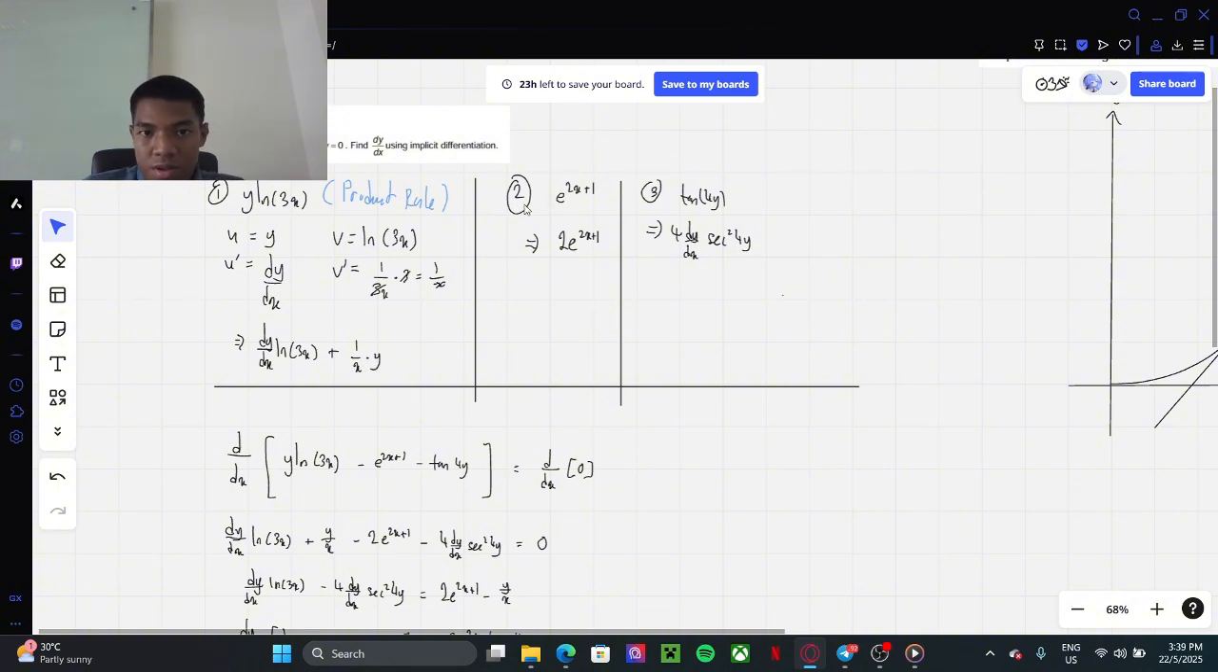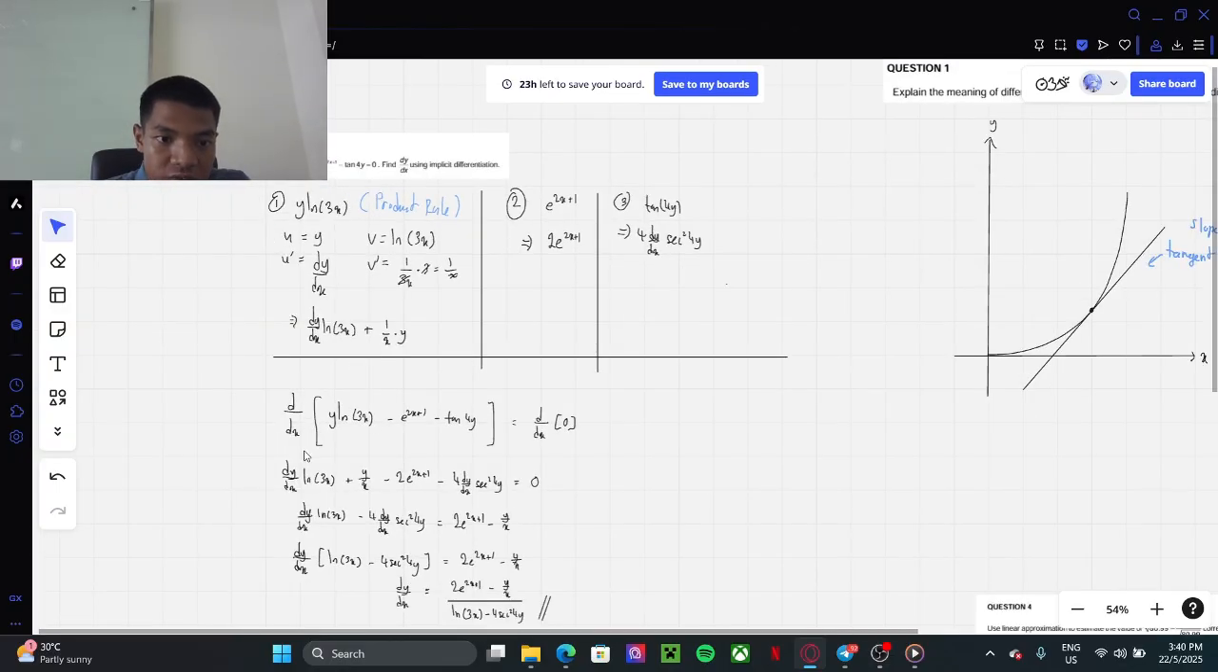But the second part, e power of 2s plus 1, will get 2 e power of 2s plus 1. But 3rd part, tan multiply 4y, tan by using the trigonometry formula for dy over ds, sec power of 2, 4y. So dy over ds multiply y ln 3^s minus 2 to the power 2s plus 1 minus tan 4y equals to d over ds multiply 0: dy over ds ln 3^s plus y over s minus 2e to the power of 2s plus 1 minus 4 dy over ds sec power of 2 4y equal to 0.